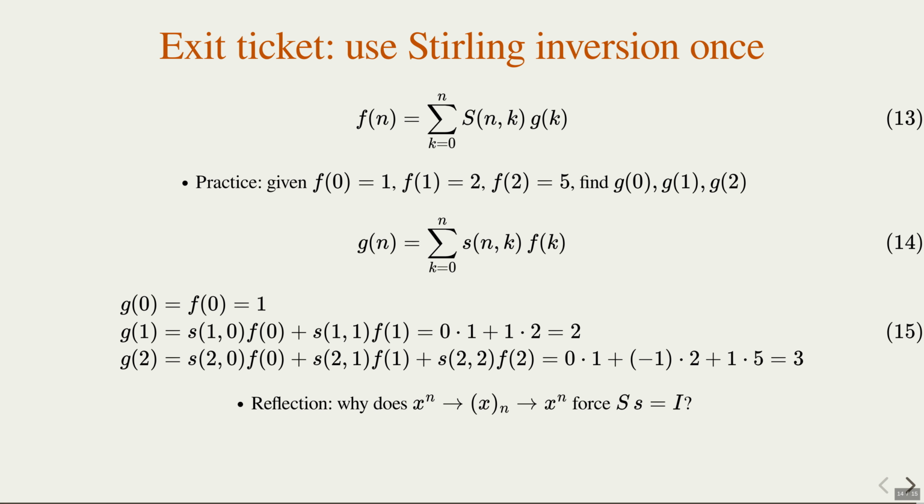Reflection answer: because coordinates in a basis are unique. If you return to the same polynomial for every n, then every coefficient vector must return unchanged, which is exactly the identity matrix condition.